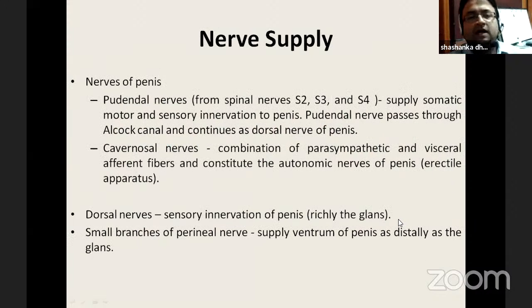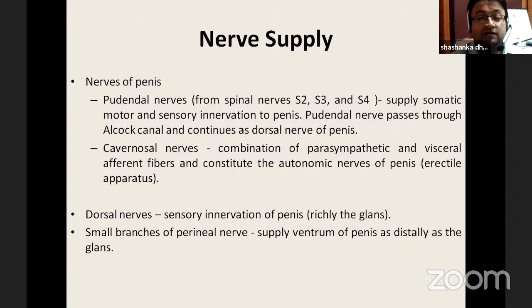Right, nerve supply, the pudendal nerves and the cavernosal nerves. Pudendal nerves arise from S2, S3, S4, supply somatic, motor, and sensory innervation to the penis. Pudendal nerve passes through the Alcock's canal and continues as the dorsal nerve of the penis. A lot of MCQs originate from these parts of the surgical anatomy of the penis. Cavernosal nerves, combination of parasympathetic and visceral afferent fibers, and constitute the autonomic nerves of the penis.